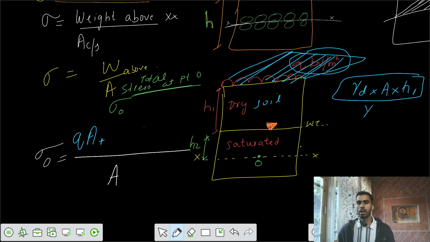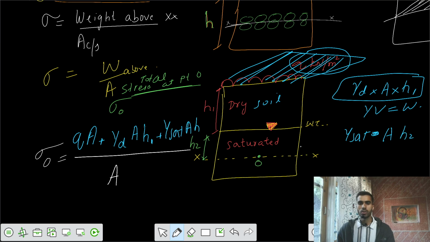Do you know that gamma into volume is your weight? So we have one more force because of gamma d, area A of cross section, into height H1. Plus, similarly, we have gamma sat. Because of gamma sat we have one more force: gamma sat, area, into H2.